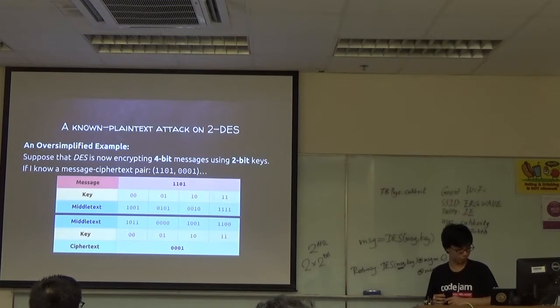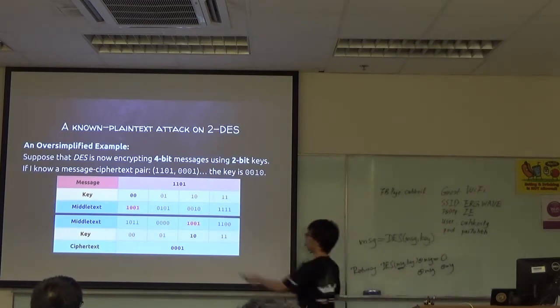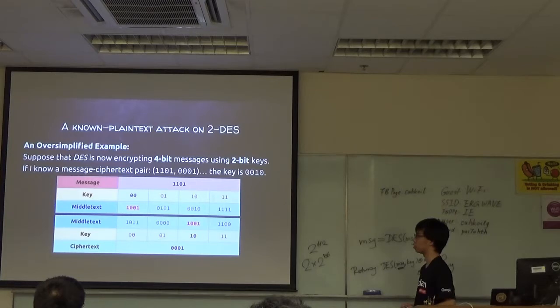0010. 0010. Why? Because the middle text is the same. Okay, that's correct. What we have is that if we encrypt the message twice, the middle text should be the same. But what if there are two possible cases?